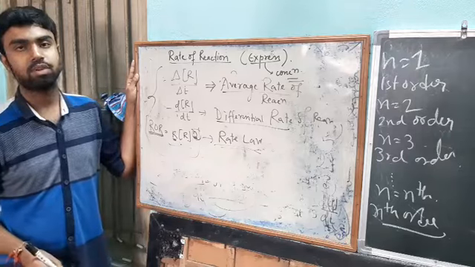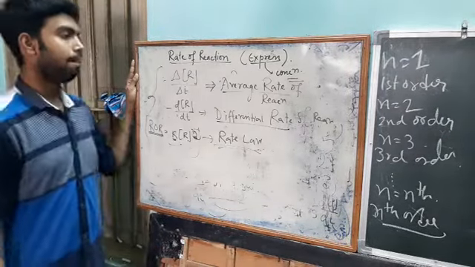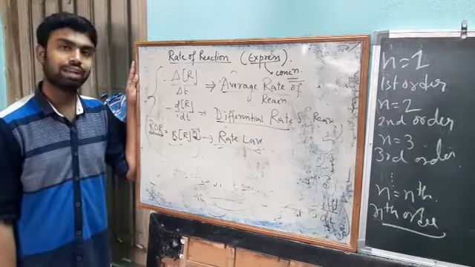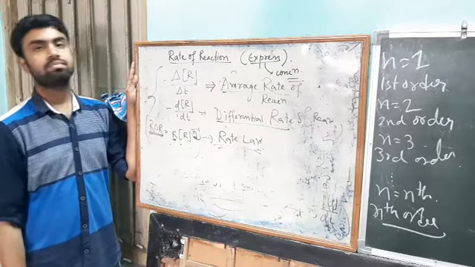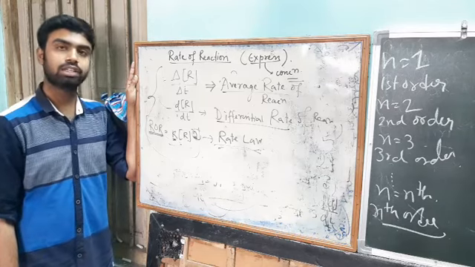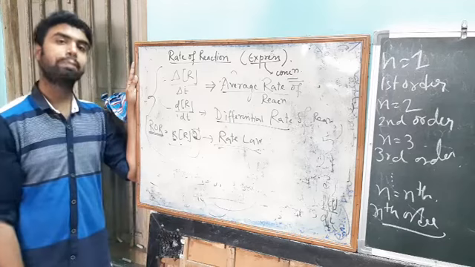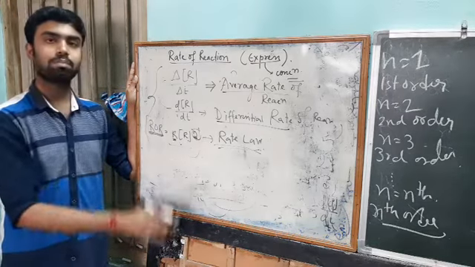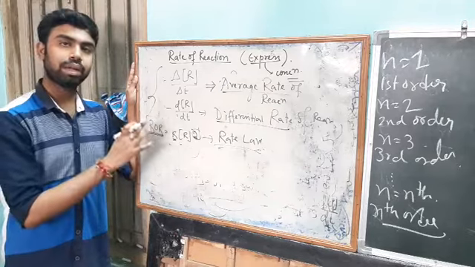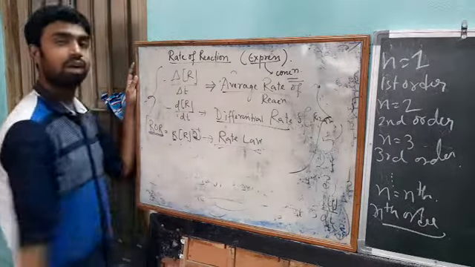We will learn about that later on, and later on we will learn about temperature dependence, how the value of K depends on temperature, the Arrhenius equation, the collision theory. But before this, these are the basic things of the chapter chemical kinetics, which you have to know for anything. It may be board exams, it may be competitive exams or anything. You have to learn these three concepts very clearly.